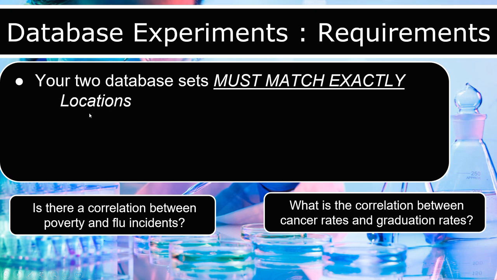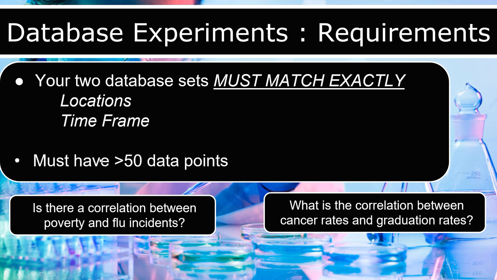Okay, so the locations have to match, and then the other thing is that your timeframes have to match. So if your database for cancer rates was collected in 2008, that means you have to go back and find a separate information source for your graduation rate also in 2008. It's not going to do you any good to compare something that happened in 2020 to 2008. That's not an actual comparison. So if your databases don't fit this criteria where they match both on location and time frame, you have to go back and find another one. Do not write up your internal assessment because it's just going to get kicked back to you.